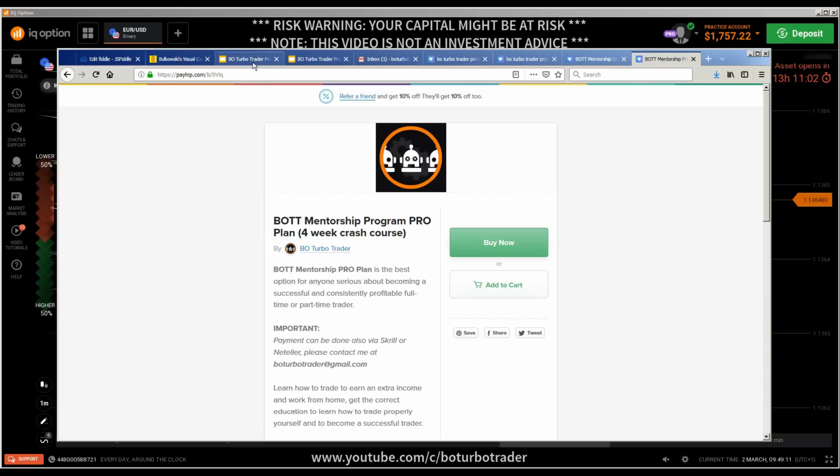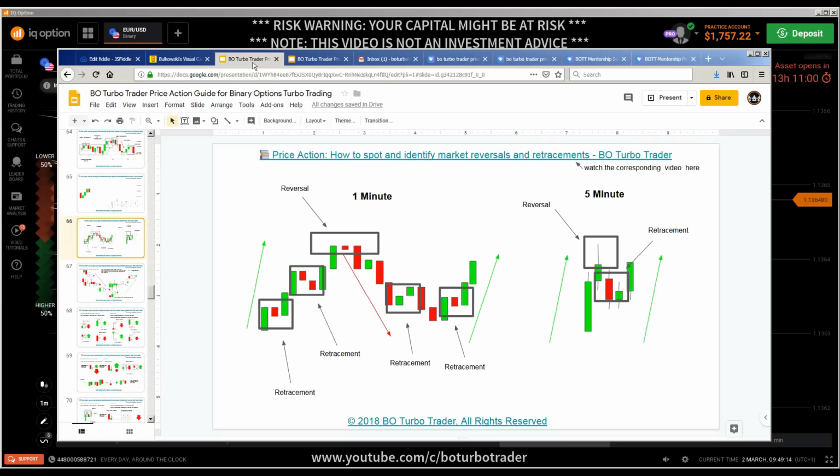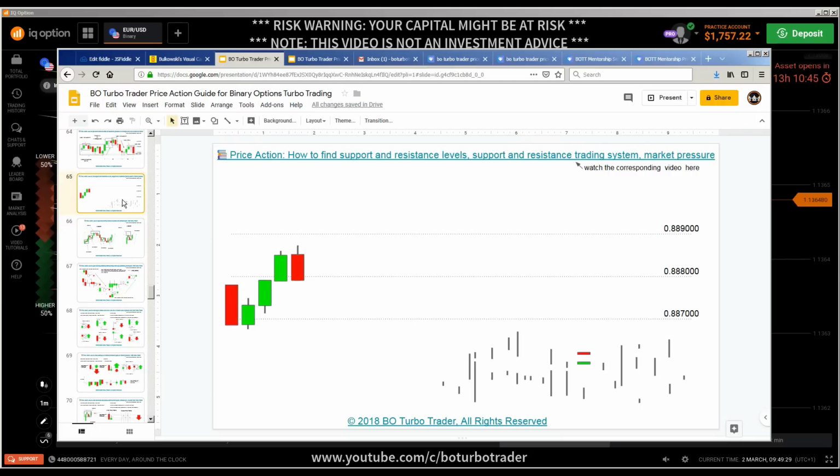And now we are getting into the support and resistance stuff with market pressure. I have prepared some stuff here already. You see how to find support and resistance levels, a support and resistance trading system on market pressure. That was from one of my students who asked me this, that I show him how market pressure changes, how pressure reading, buying pressure and selling pressure, changes at specific key levels.